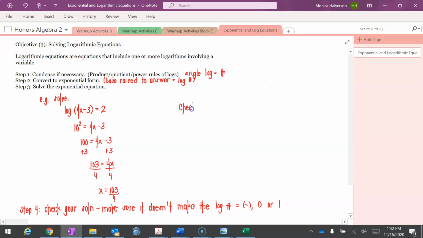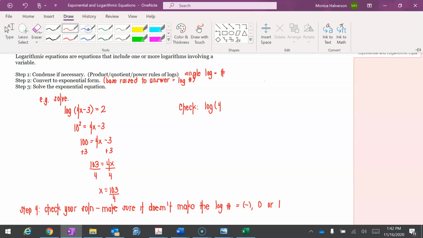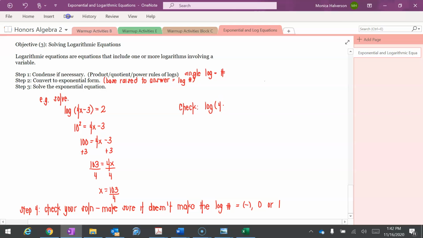So we would check here, and we would say log of 4 times 103 over 4 minus 3 equals 2. So then we get the log of 103 minus 3. Does that equal 2? So the log of 100, does that equal 2? Well, we can rewrite this as 10 squared, and we know if the base and the logarithmic number are the same, it equals the exponent. In this case, it is true.